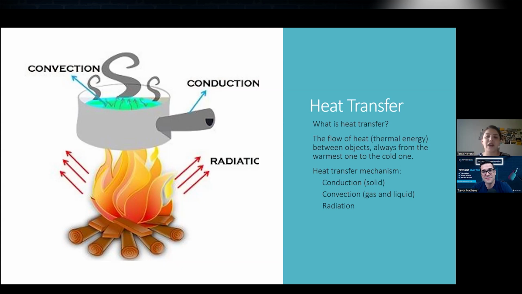And lastly we have radiation. So the heat is transferred through radiant energy, which is similar to light, like the sunlight that we receive. If it's a cold winter and we just want to get warm, we just stay outside and try to get some sunlight, right? So that's an example of radiation. And another example would be the microwave.